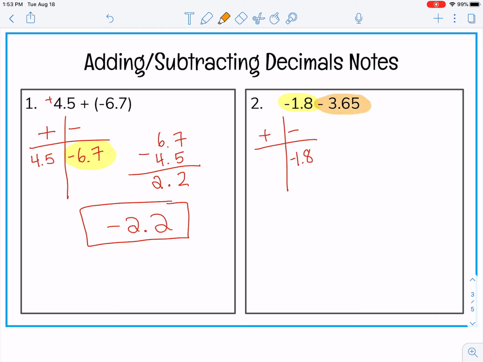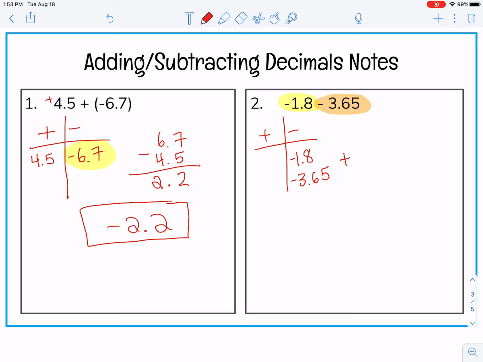minus 3.65. So it is extremely important that you count in that operation minus symbol, because that minus symbol also says that it would be a negative 3.65. So because it says minus 3.65, we can definitely say that is also a negative 3.65. So our negative 3.65 goes on the negative column. So now we have numbers on the same side of the T-chart. Whenever this happens, we said that we would have to add them together.